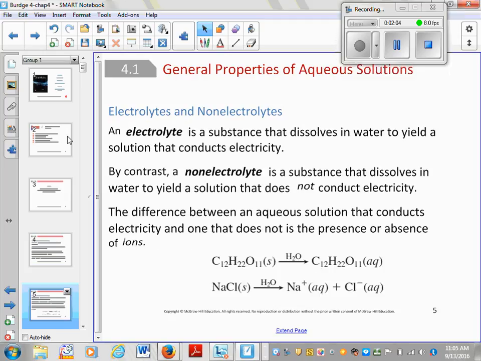So an electrolyte is something that dissolves in water to yield a solution that conducts electricity. A non-electrolyte, when dissolved in water, does not conduct electricity. So I think we've talked about electrolytes in here. Have we not? A little bit about, think about Gatorade, sports drinks. Okay. So as we hear the term electrolyte, oh, Gatorade, Powerade, it's full of electrolytes.